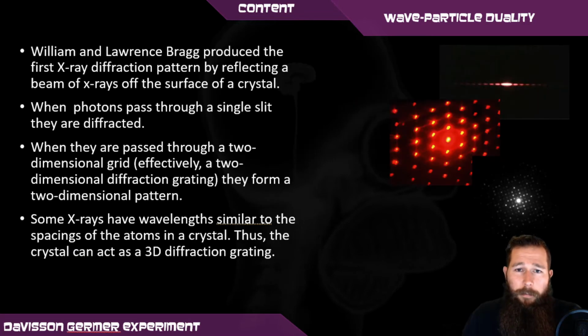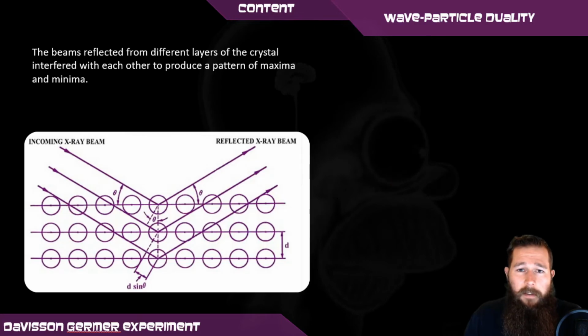So William and Lawrence Bragg first produced X-ray diffraction pattern by reflecting a beam of X-rays off the surface of a crystal. So this is just particles of light hitting the surface of a crystal now, instead of a double slit or diffraction grating. What was observed was still the interference pattern. However, in this case, a two-dimensional diffraction pattern was observed. With the X-ray hitting the lattice, upon reflection, the X-rays reflect from different levels of the lattice and interfere with each other to produce these patterns.